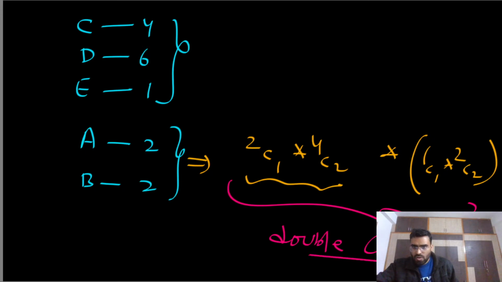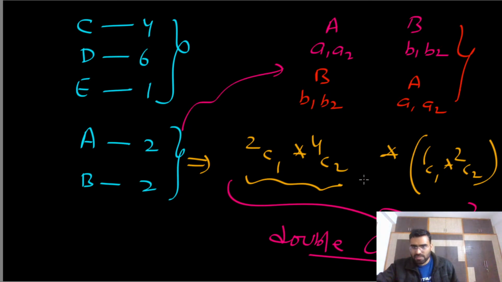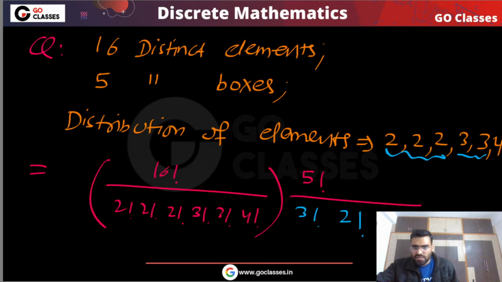The double counting is happening like this. For example, let us assume A is getting A1, A2 and B is getting B1, B2. In another situation this will happen: A will get A1, A2 and B will get B1, B2 again. So that is the reason the same situation you are counting two times. Is this clear to everyone? Let me know. That is the reason we are dividing by 2 factorial. I hope this point is clear.